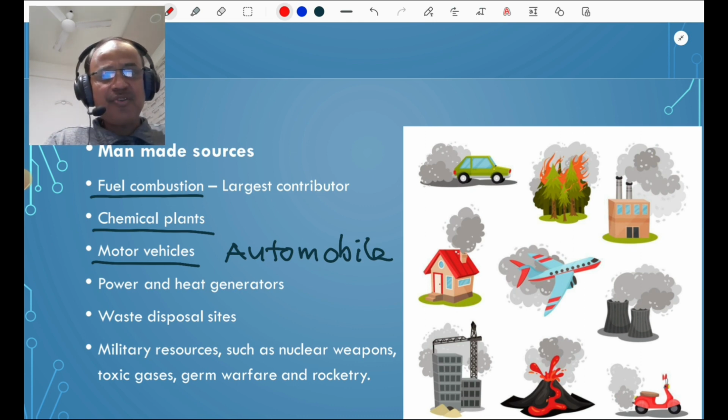Chemical plants, motor vehicles, power and heat generators, waste disposal sites also, and military sources such as nuclear weapons, toxic gases, germ warfare and rocketry. All these are the man-made sources as shown in this diagram. Okay, so please see this diagram very carefully.